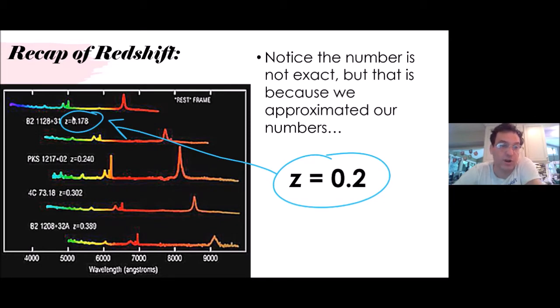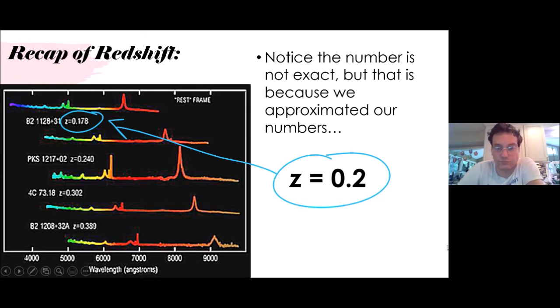If we rounded this number to the nearest tenth of a decimal, we would get 0.2. So they're close. And if I had the exact numbers that the astronomers had, I would have gotten a number a lot closer to 0.1782. But I wanted to demonstrate how this works.